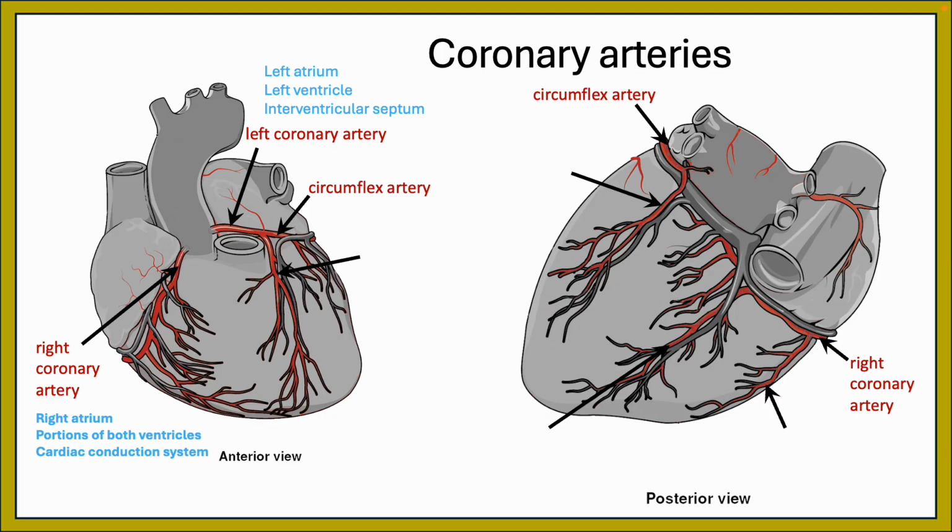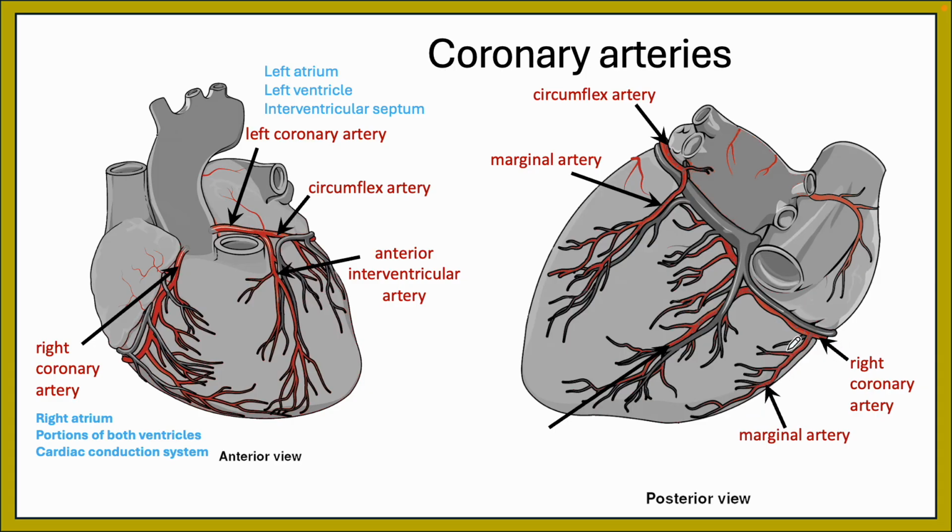The left coronary artery is going to branch off to give the circumflex artery, which is going to go around on the left side of the heart and then go around to the posterior. The left coronary artery is also going to give rise to the anterior interventricular artery. So this is on the anterior side, and it separates the two ventricles.